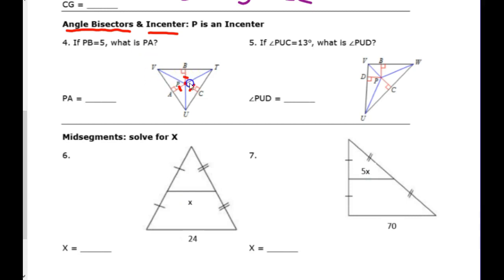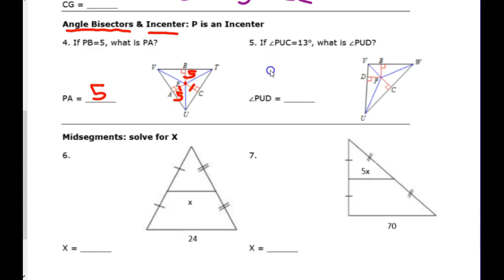So if PB is 5, take a wild guess. What's PA going to be? Well, we just put tick marks, so PA is also going to be 5. Easy? I hope so. Okay? So again, if you know one of these little segments from the incenter to the edge, you know the other segments from the incenter to the edge. They're all equidistant. They're all equal, and they're all congruent, right?